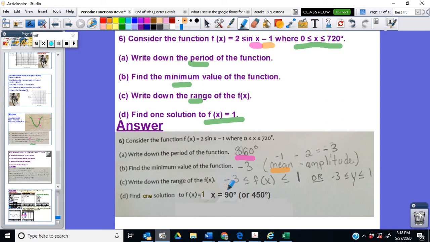Then, what is the range of the function? Well, -3 is going to be the lowest. But if we take that mean line all the way up to the maximum, the mean line, which is -1, plus the amplitude, which is 2. -1 plus 2 is 1. So the range of the y values are between -3 and 1. And then lastly, find one solution to f of x equals 1. Well, 90 degrees will do it, or 450. And let's look at why 450 works as well.